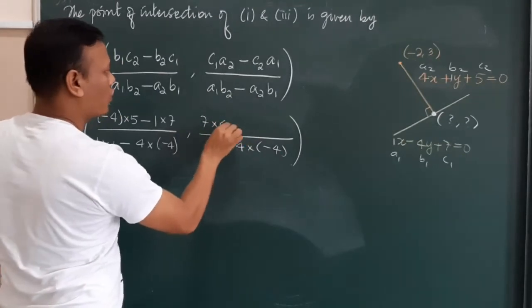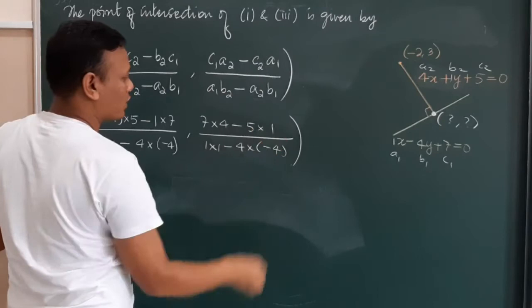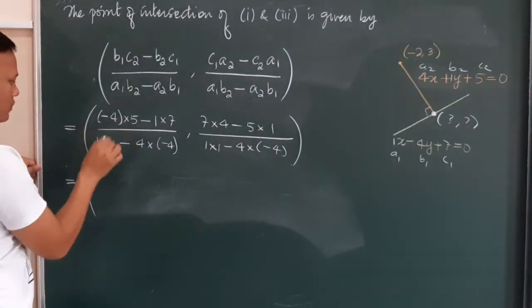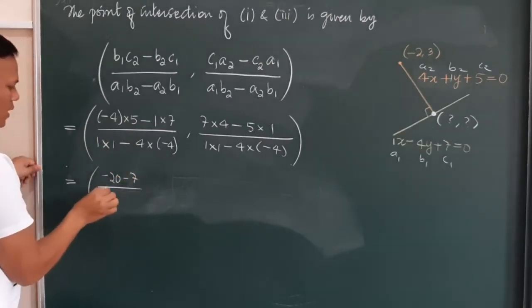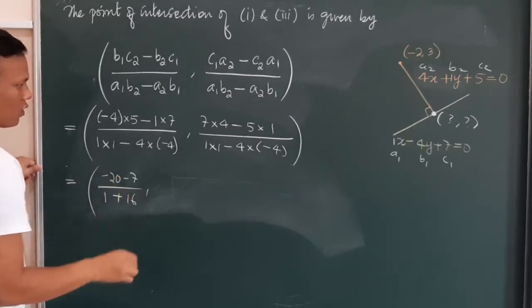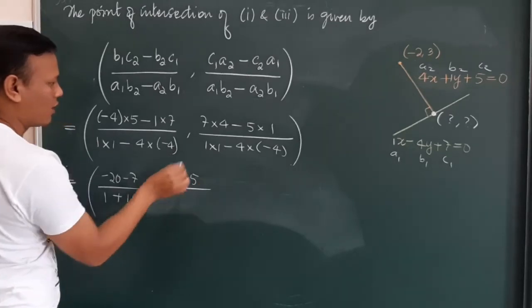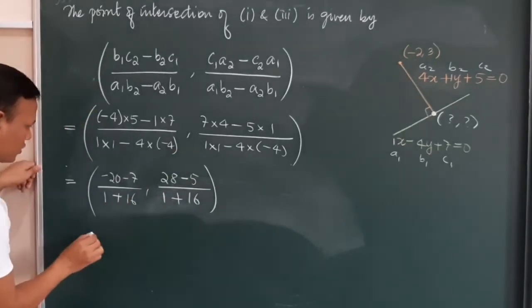A2 is 4 minus C2. C2 is 5 into A1. A1 is 1. Let us simplify this. So we have -20 minus 7 by 1 minus into minus plus. This is 16, comma. So this is 28 minus 5. Again 1 plus 16 out here. So how much is this?